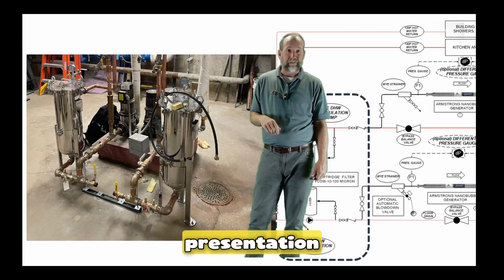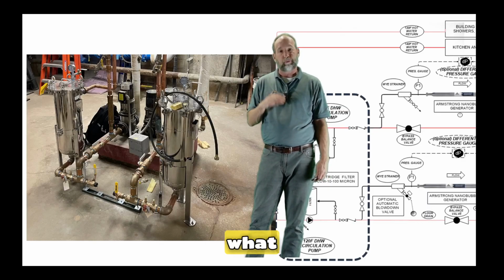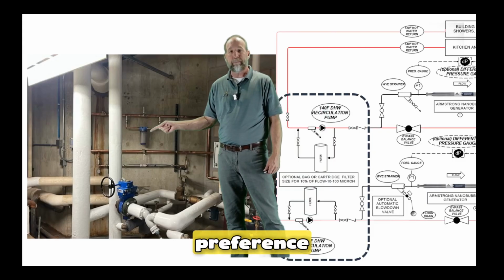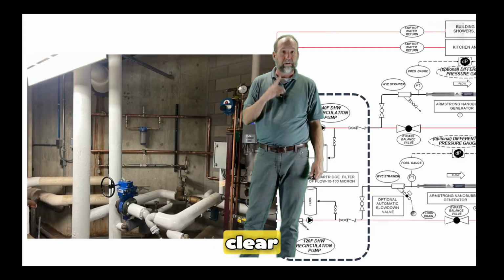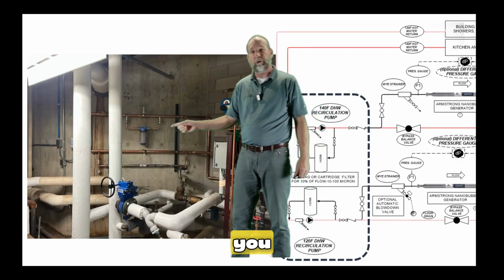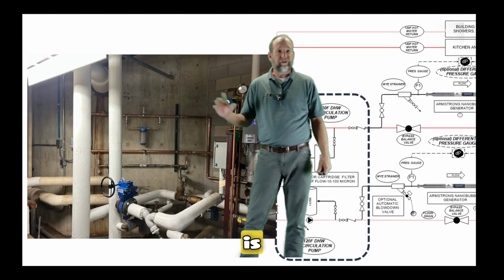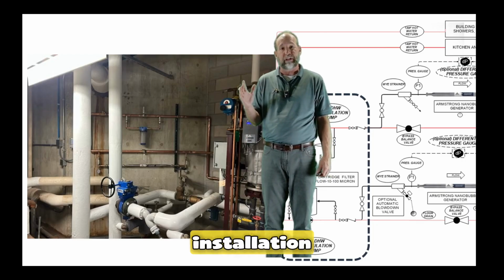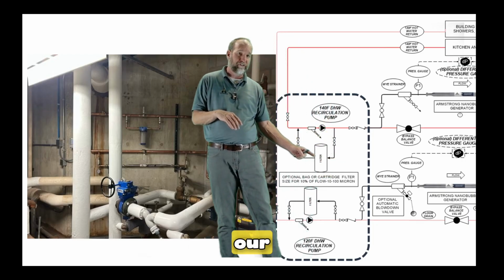And at the end of this presentation, we're going to show you some of those filters, what they look like once you add the nanobubble generator. On a cartridge filter, my preference would be that you use a clear acrylic cartridge where you can see it, okay? And this is one of the photos that we have. This is not my preferred method for installation. We're going to talk about why. This is our preferred method.